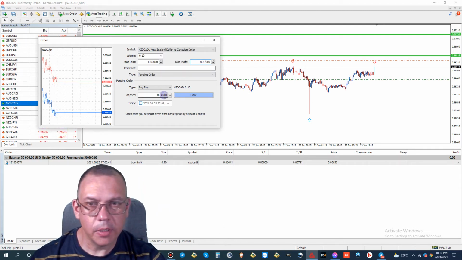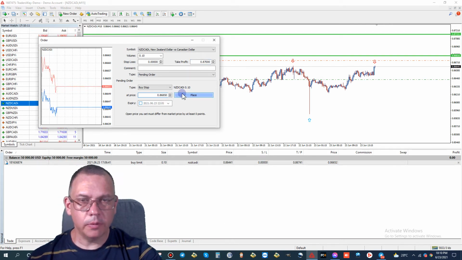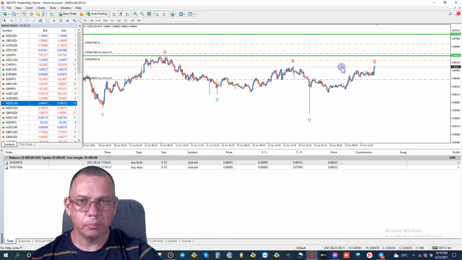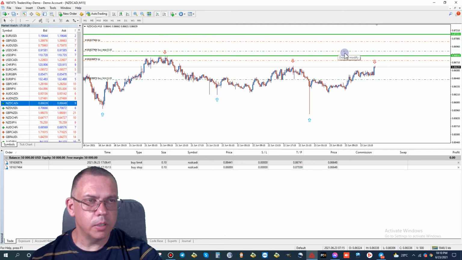You know what? This will give me 150 pips in profit, I think. Okay, and then I can just drag this up a little bit. What I want to do is have about an equal space here and an equal space there.